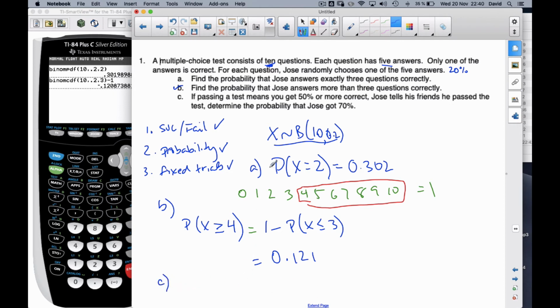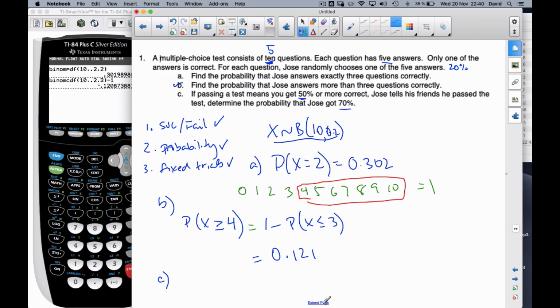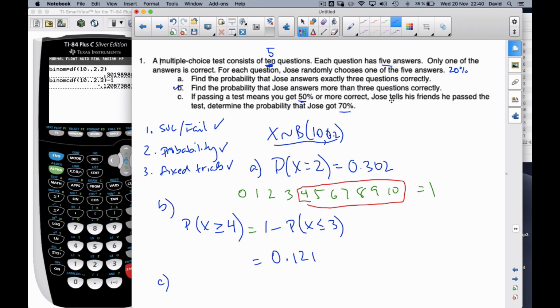And finally, C part says, if passing a test means you got 50% or more correct. So 50% for 10 questions means 5 questions. Jose tells his friend he passed the test. Determine the probability that he got a 70%. Okay, so this here, I know already he's passed the test. So I want to find the probability that Jose got 7 correct, which is 70%, given that X is bigger than or equal to 5.